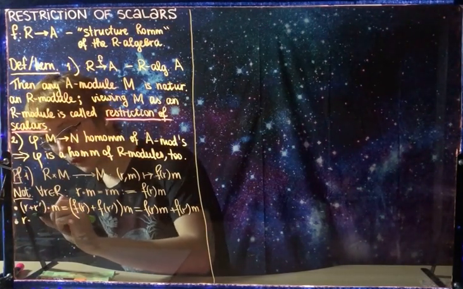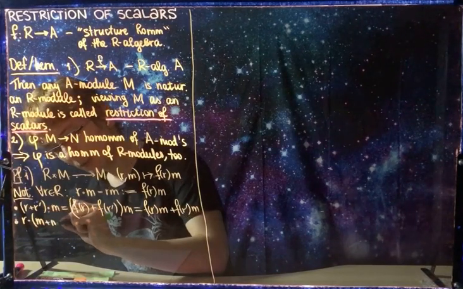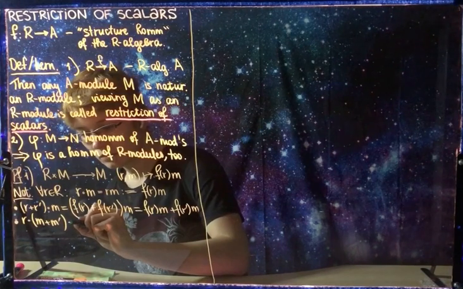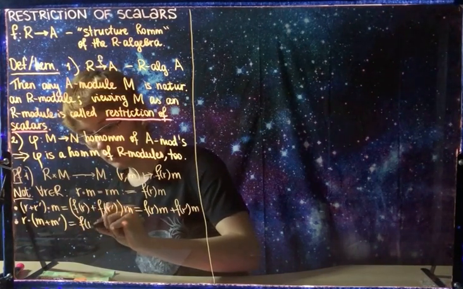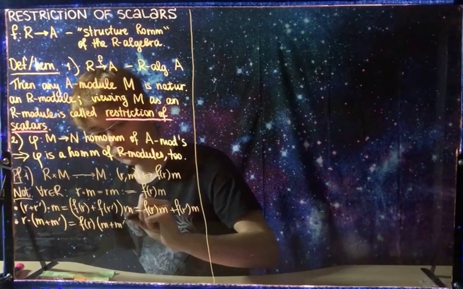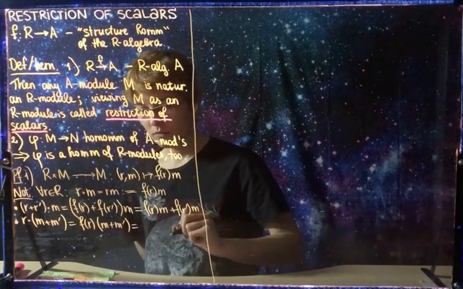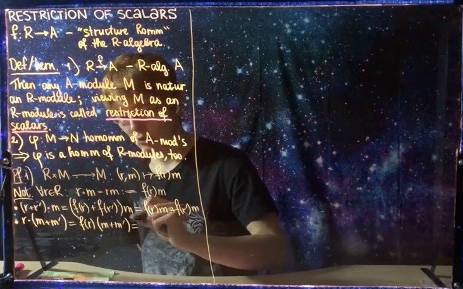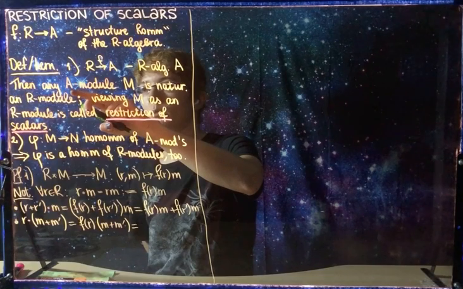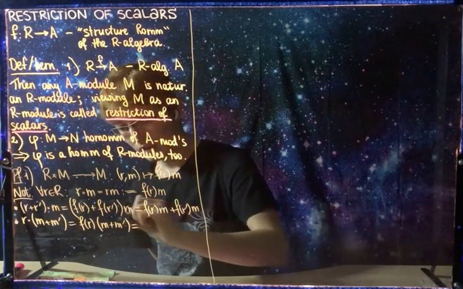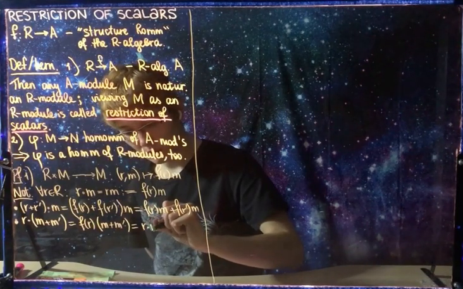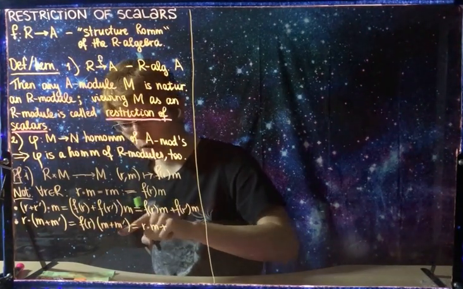And now if we have one scalar and a sum of two elements from the module M, this is f of r applied to m plus m prime. And so, again, by distributivity of multiplication by scalars from A, we get that this would be equal to f of r times m, I wrote it as just r times m, plus f of r times m prime.